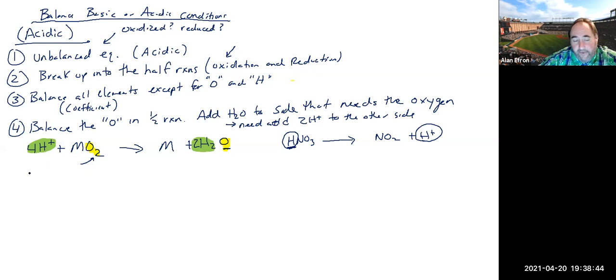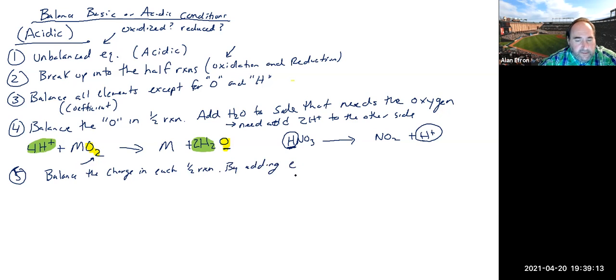All right, now that we have balanced all the elements, now that we have balanced oxygen and hydrogen, the next thing that we want to do is actually balance the charge in each half reaction. And we're going to do this by adding electrons.